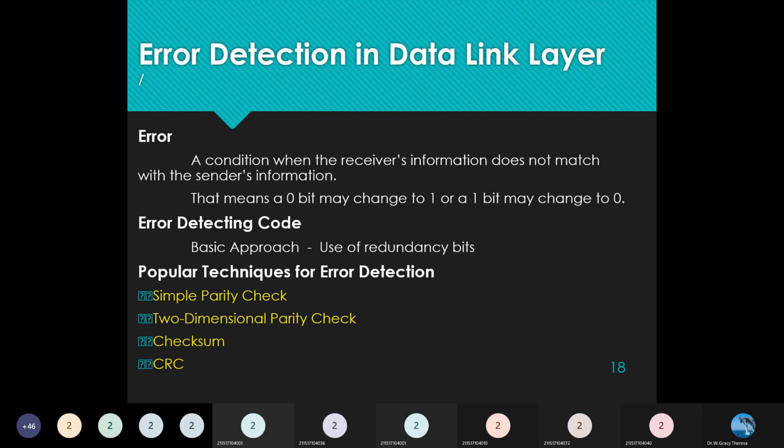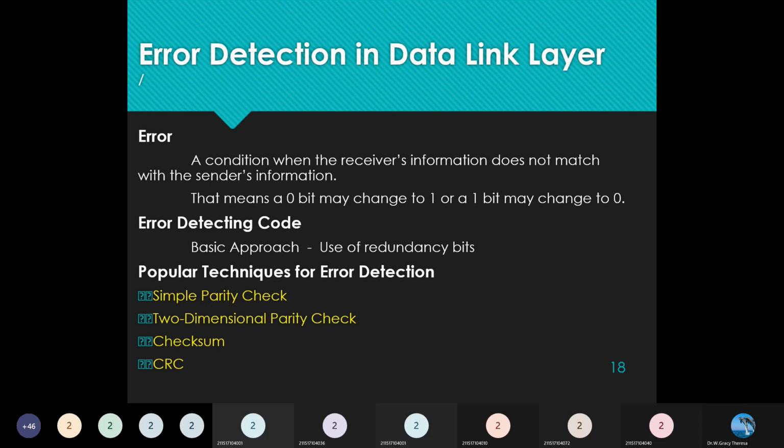For that we go for a special error detecting code. What is the basic approach of this error detecting code? It uses redundancy bits, or what we call extra bits, to check whether there is an error or not. That is the error detecting procedure that happens normally. So here we are going to use some redundant bits, or extra bits, as a basic approach to detect whether the message or the data that is to be transmitted has an error or not.